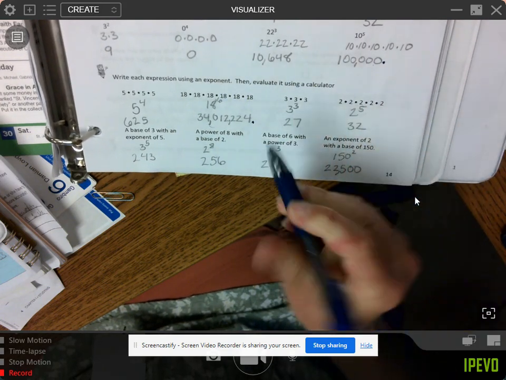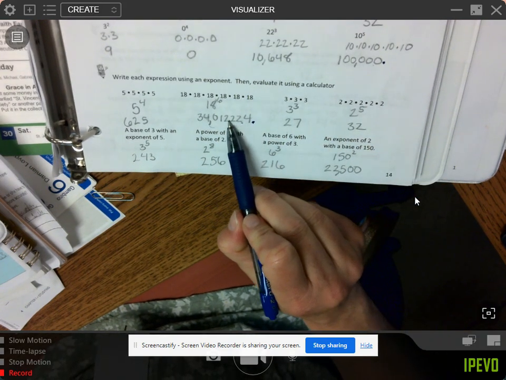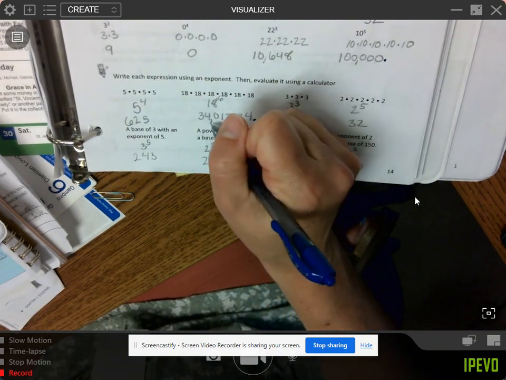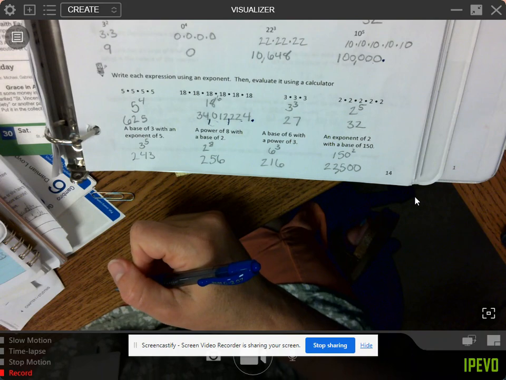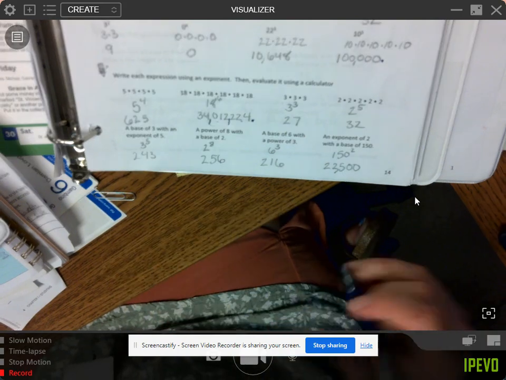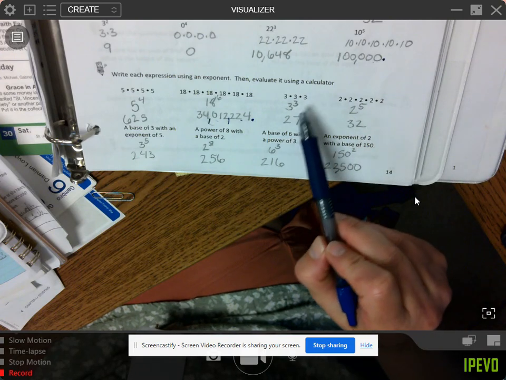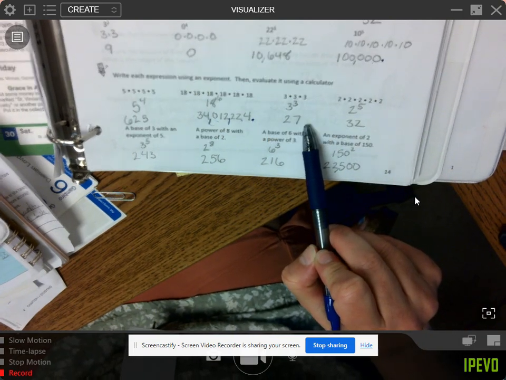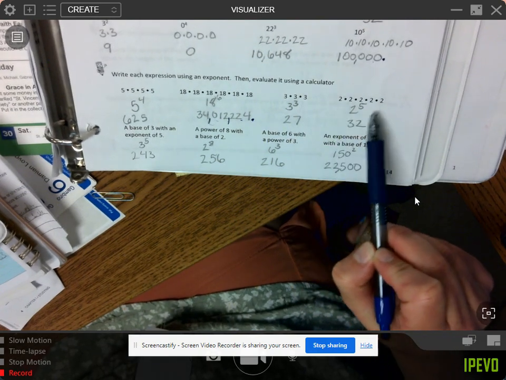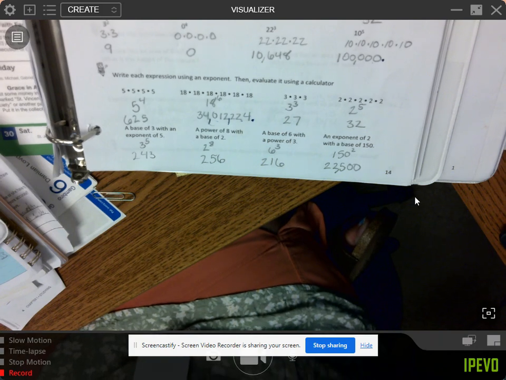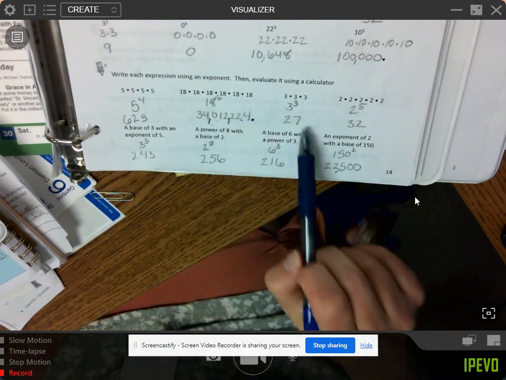Again, making sure we're working on knowing where those commas go. The decimal point is right here. You go to the left 3, put your comma in. Go to the left 3, put your comma in. So we're really working on getting our commas in the correct place. There are 3 3s, so it's 3 to the 3rd power. Our answer is 27. There are 5 2s, so 2 to the 5th power. The answer is 32. Any questions on those ones?